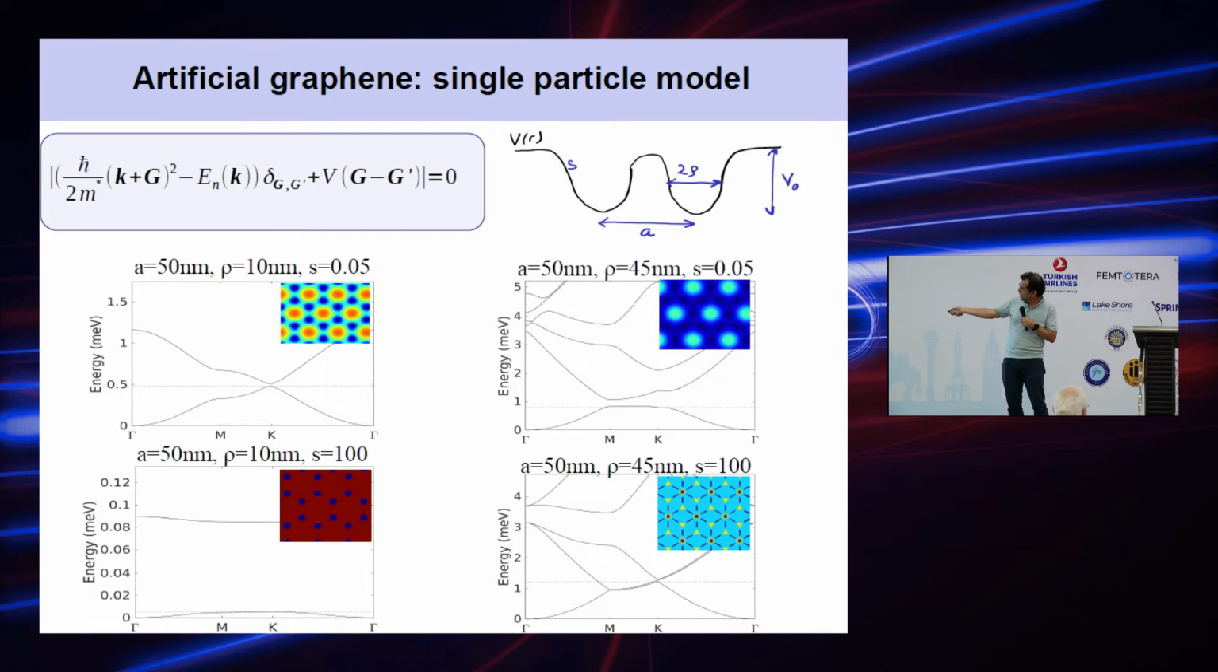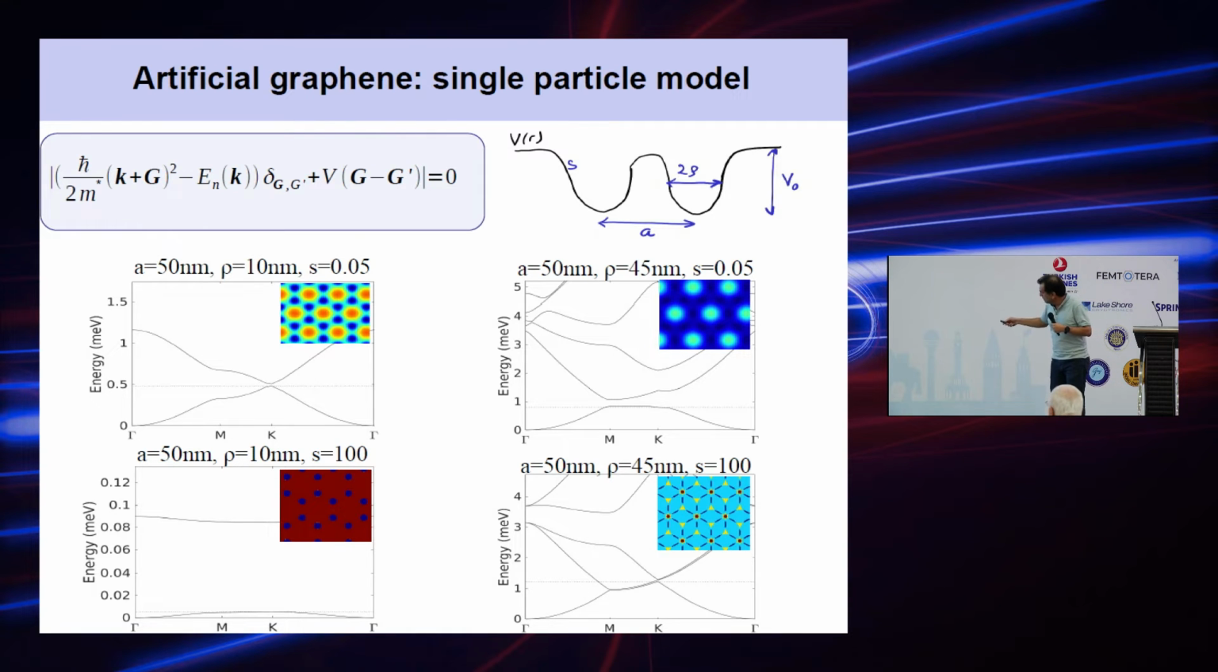Or you can also change the sharpness. S equal to 100 is almost like a square potential. In that case, electrons are very strongly confined in their potential. So there is almost no hopping between the wells, and you get almost a flat band structure. Again, if you increase rho, then you will get a more complex band structure. So there are lots of parameters to play with, to tune. This is very nice. This is something you cannot do with real graphene.